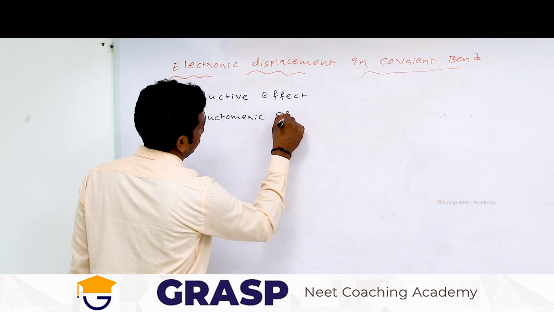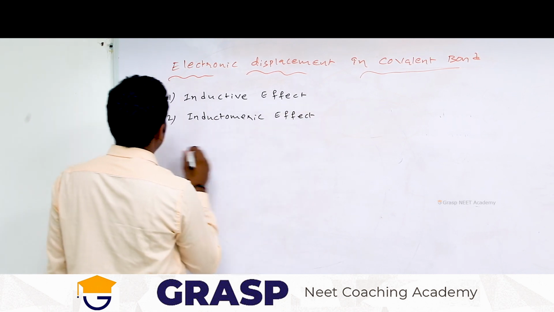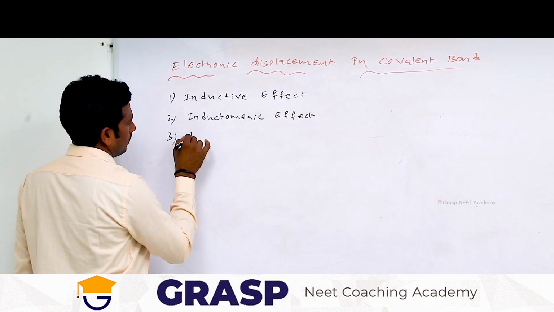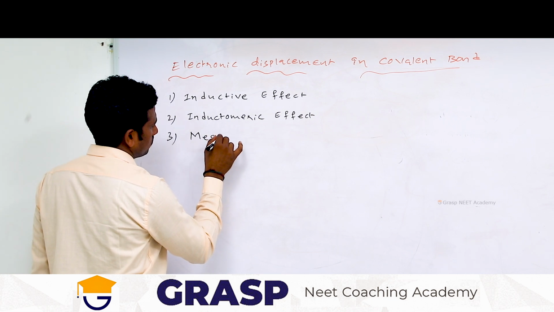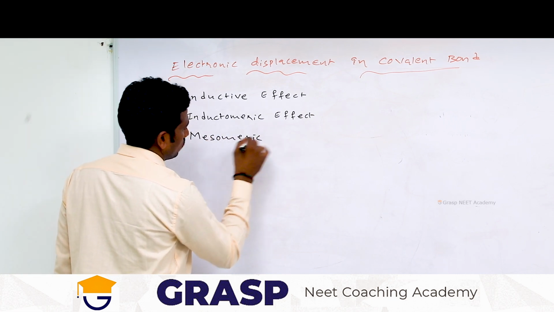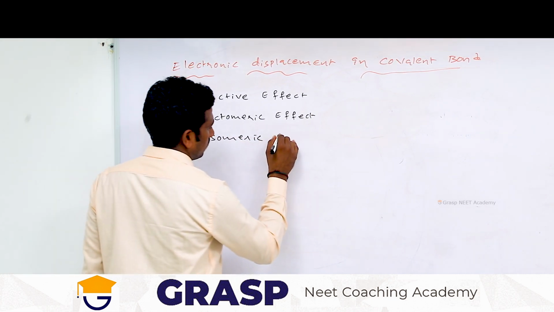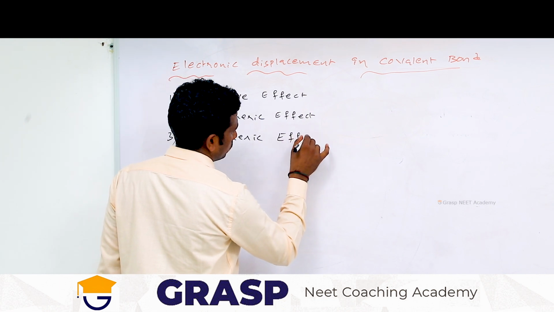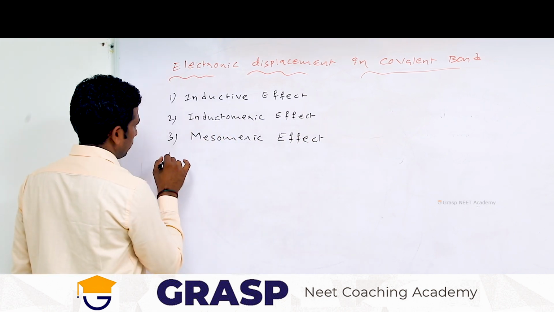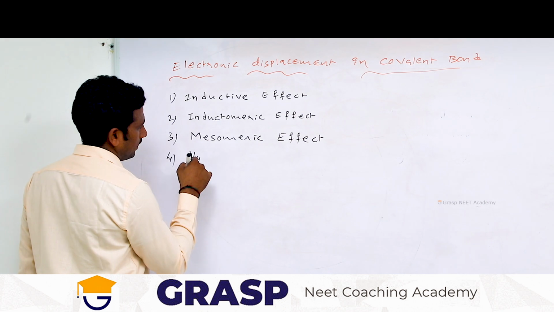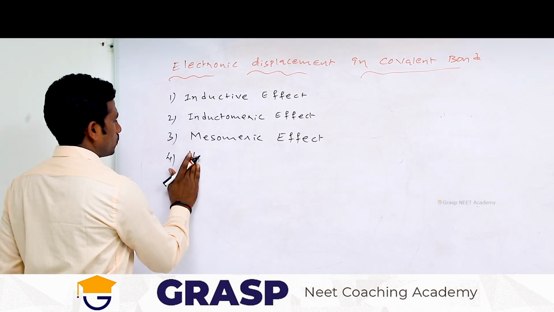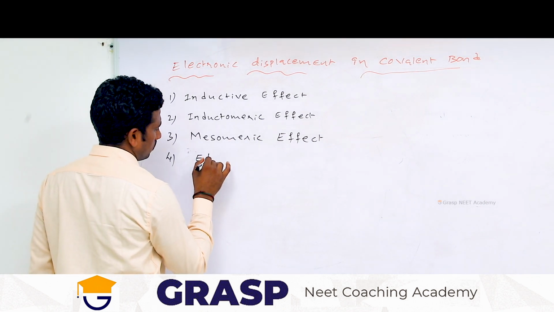Inductomeric effect. Next one, mesomeric effect. Sometimes you may call it the resonance effect. Mesomeric effect, you can also call the resonance effect. Hyperconjugation. Then the electromeric effect is also presented. So it is also not much important.